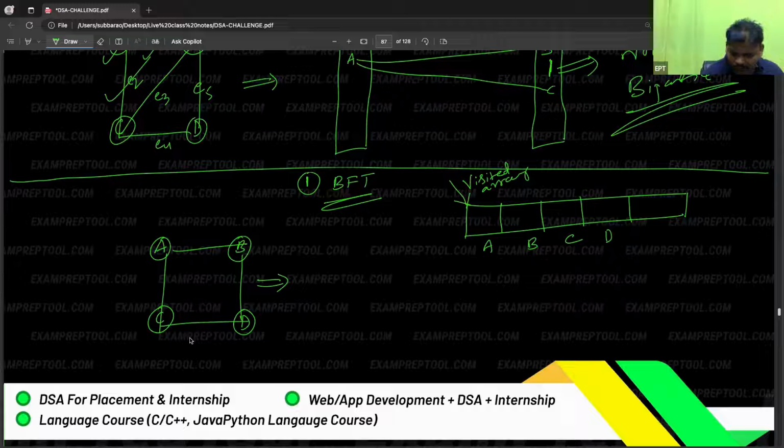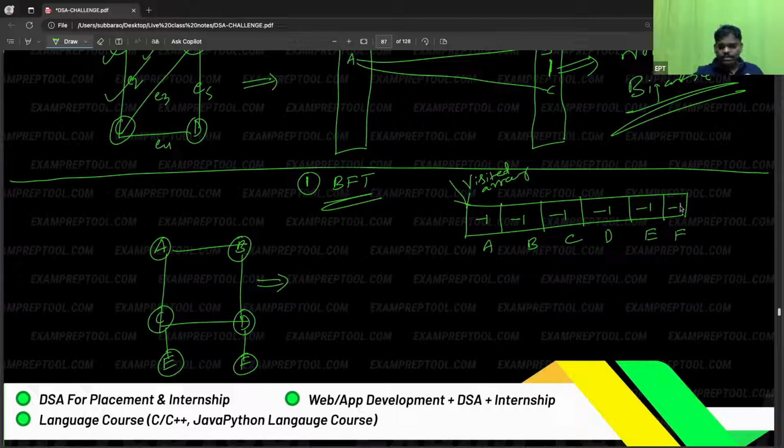Let me try some more people, maybe only for name's sake: E and F. D, E and F. So the value of every person is initially -1. That is the first step.